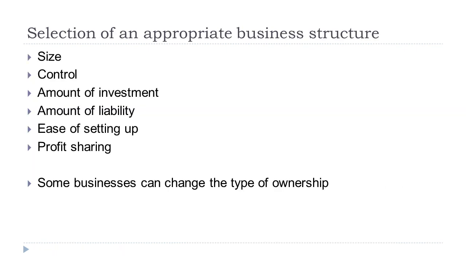Now, how you go about choosing what type of structure you're going to have depends on how big your business is. A sole trader is small, a PLC is large. How much control you want: if you want all the control, be a sole trader. If you're happy to relinquish some control, you can go partnership or whatever. How much liability you have, and how easy it is to set up. A sole trader is much easier to set up than a PLC. And how much profit you're willing to share.